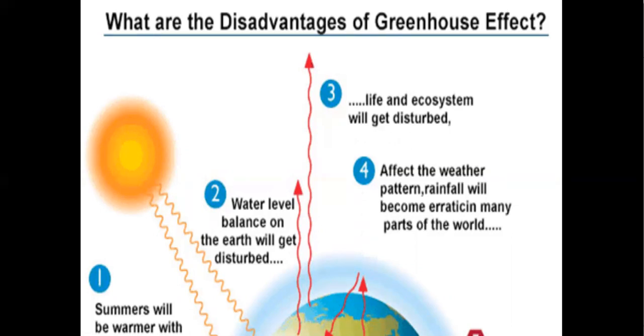Okay, so all these points on the advantages and disadvantages of the greenhouse effect are described here along with the mechanism of greenhouse gases. So this is all about greenhouse gases and the greenhouse effect, and how greenhouse gases affect the environment.